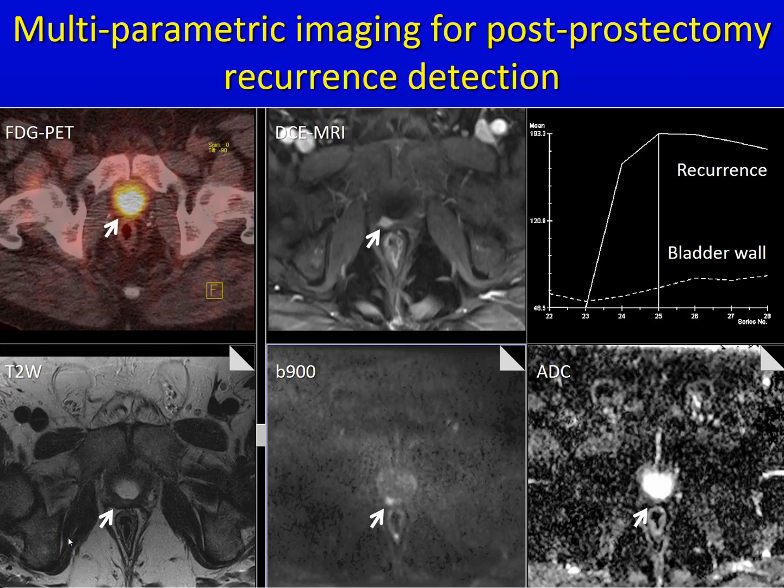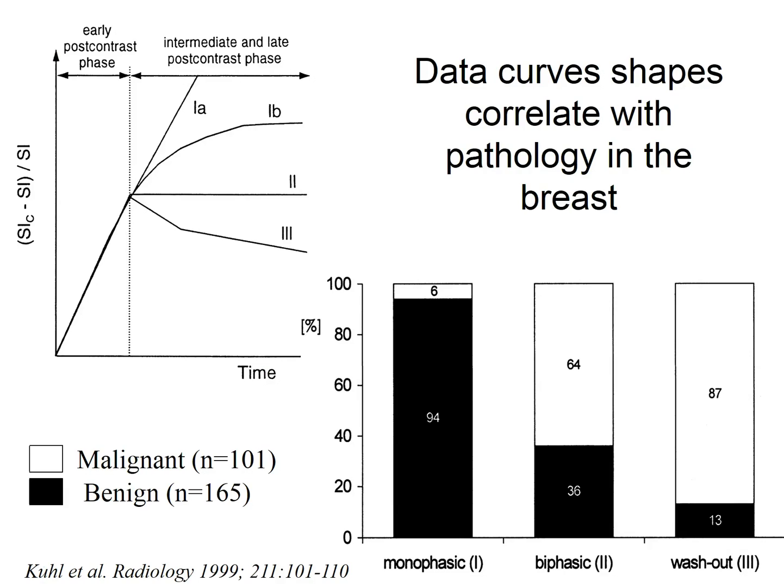So here is an example of using DCE-MRI together with a curve shape to find a recurrence in a patient with prostate cancer. You can see this is the recurrence in the prostatectomy bed. You can see this area is hypercellular on the diffusion sequences. It is also hypervascular and is not visible on the PET scan, as you might imagine, due to the adjacent accumulation of glucose within the bladder just above the bladder urethral anastomosis.